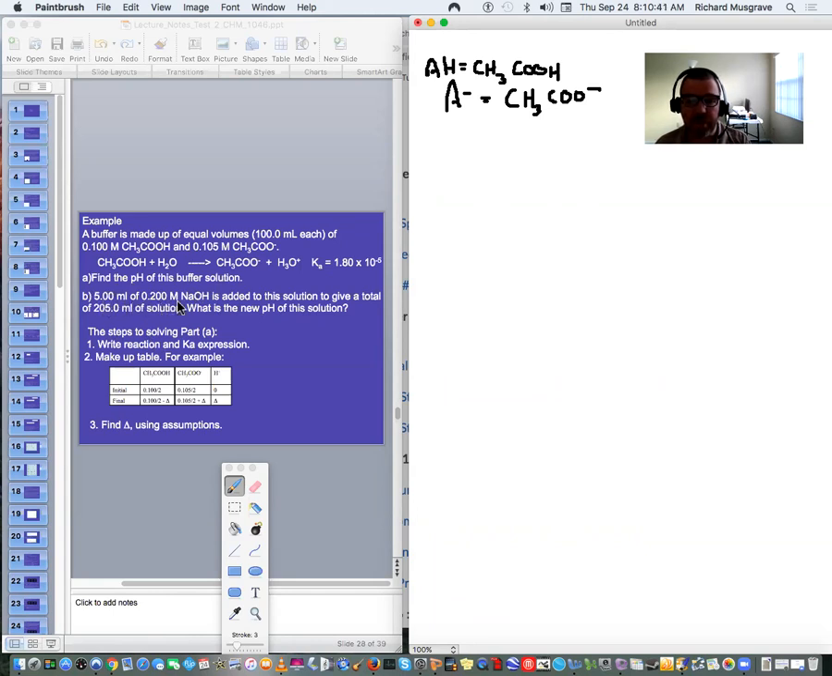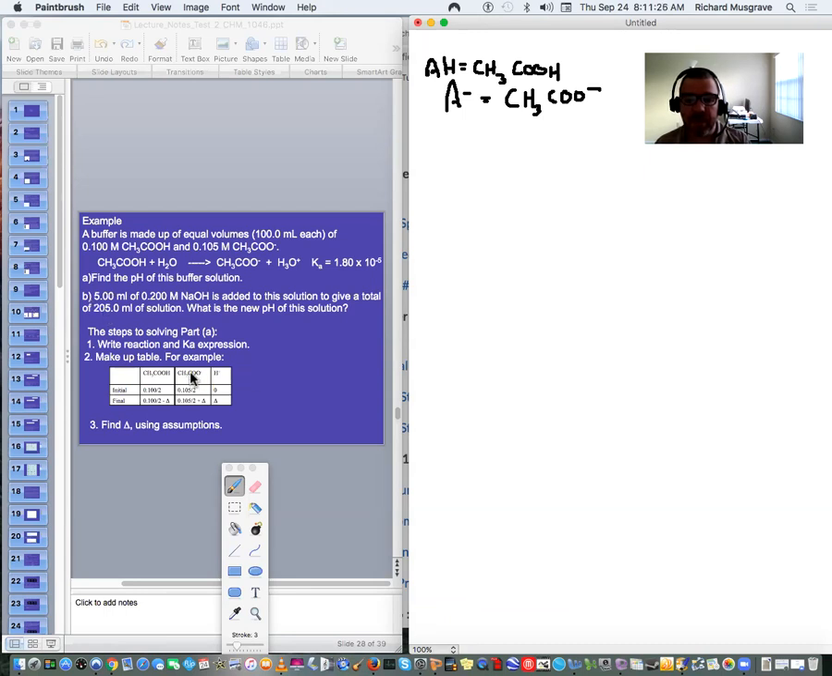5.00 mL of 0.200 molar sodium hydroxide is added to this solution, which is the buffer, to give a total of 205.0 mL. So I think that makes sense that you've got 205.0 mL of solution because you had 100.0 mL of each of AH and A minus, and you add those together, that becomes 200.0. And then you add 5.00 mL, that becomes 205.0 mL of solution. And what is the new pH of this solution?